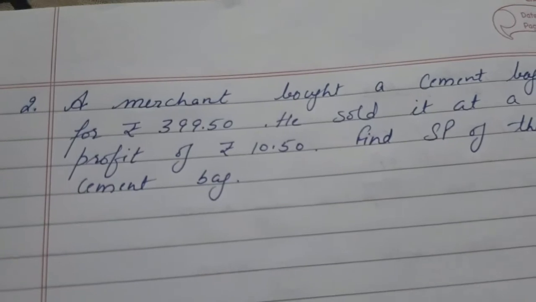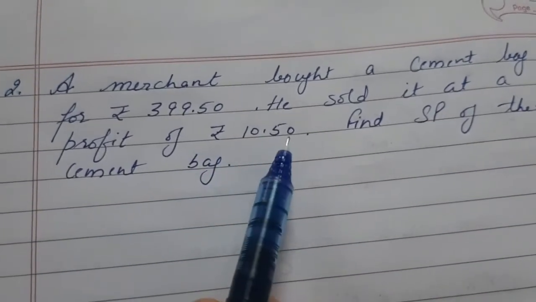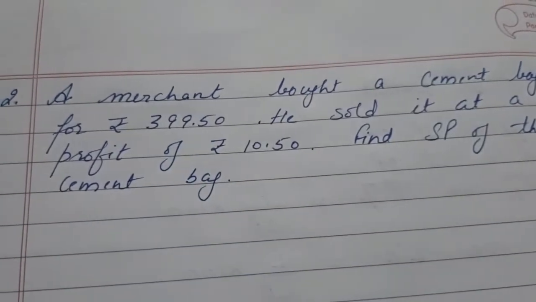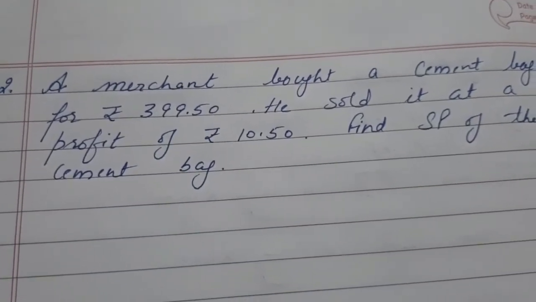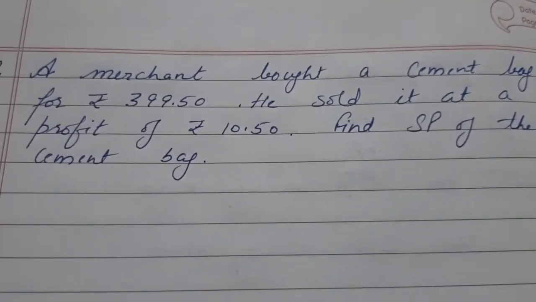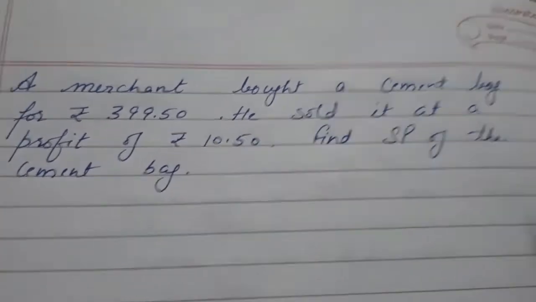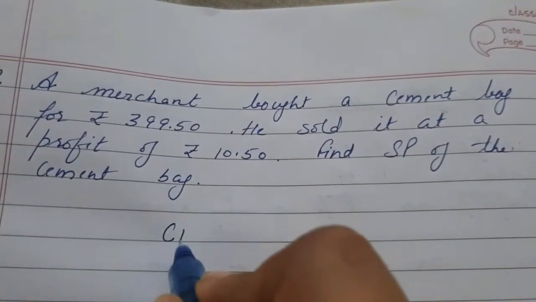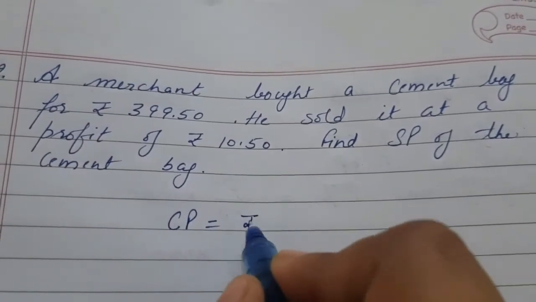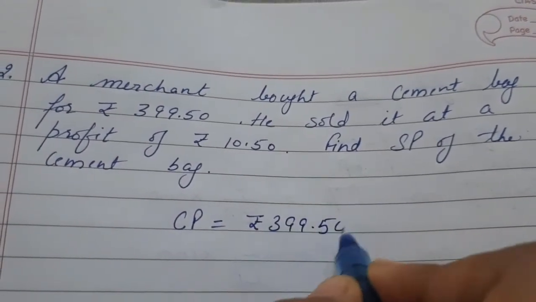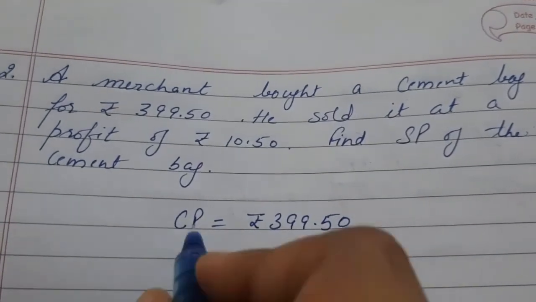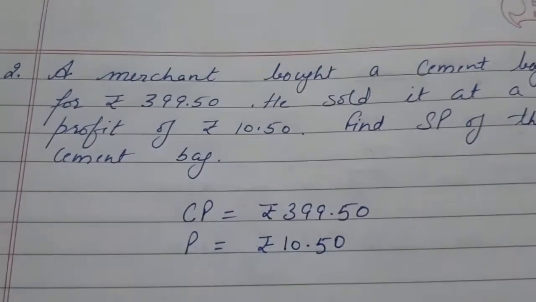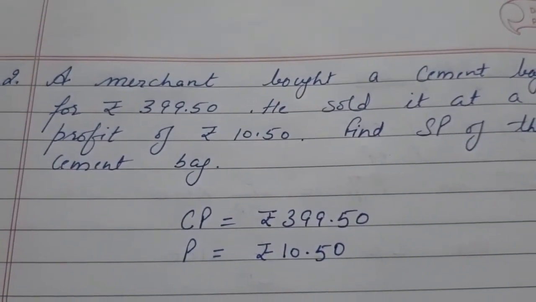Let us do one more. Next one is, a merchant bought a cement bag for rupees 399 and 50 paisa and sold it at a profit of rupees 10 and 50 paisa. Find the selling price of cement bag. So first of all, we will write down the cost price. So CP is given, that is rupees 399.50 and he sold it at a profit of rupees 10.50. Selling price we have to find it out.